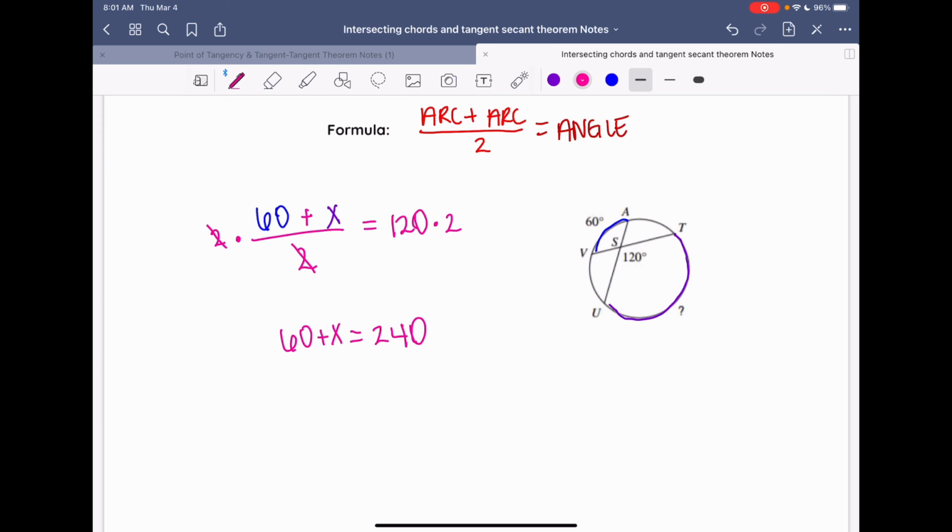And now all I have to do is isolate my variable. That is 60 plus x. So in order to cancel it out, I'm going to subtract 60 from both sides of my equal sign. Bring down your x, and 240 minus 60 is 180. So this question mark is 180 degrees.